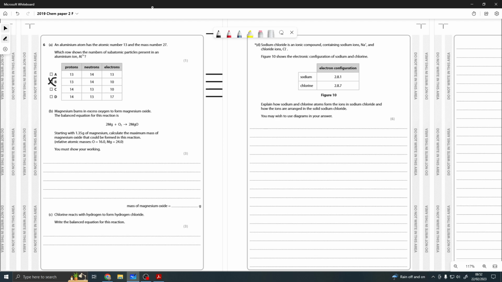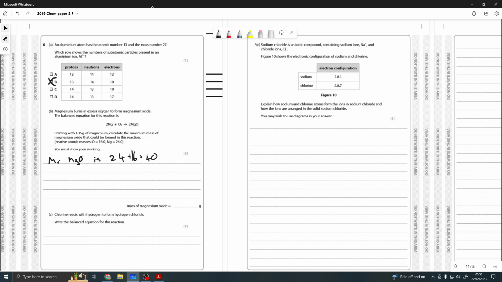So you need to know the Mr of MgO is 40. It's 24 plus 16, that equals 40. So the Mr of MgO is 40.